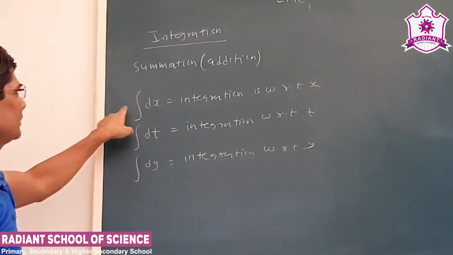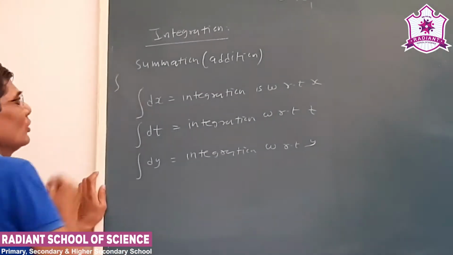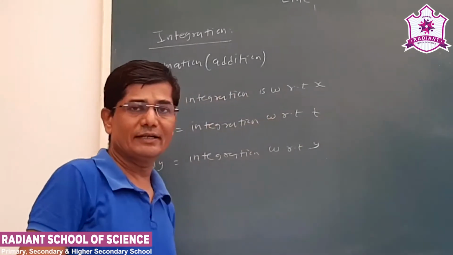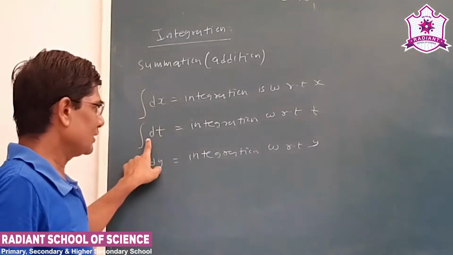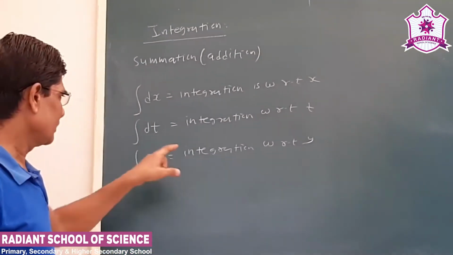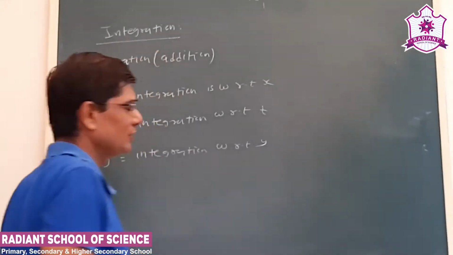Now see, the symbol of integration is like this. Integration dx shows that the integration is with respect to x. Integration dt shows that the integration is with respect to t. Integration dy shows that the integration is with respect to y.